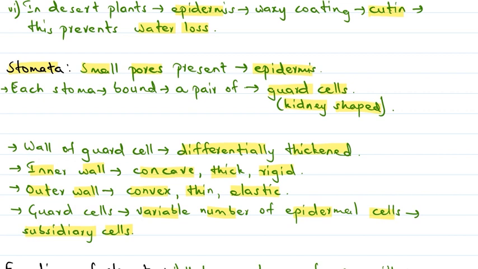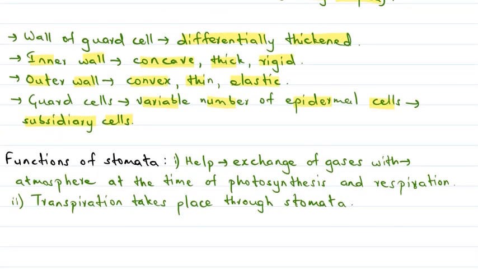Then we discussed about the functions that are performed by stomata. So the stomata help in the exchange of gases with the atmosphere that takes place during the time of photosynthesis and respiration. Apart from this, the process of transpiration also takes place through these pores known as stomata. Okay, so what is transpiration? Transpiration is actually the loss of water that happens in the form of water vapor, and this process of transpiration takes place through these pores called stomata.